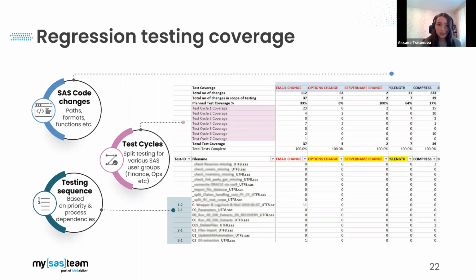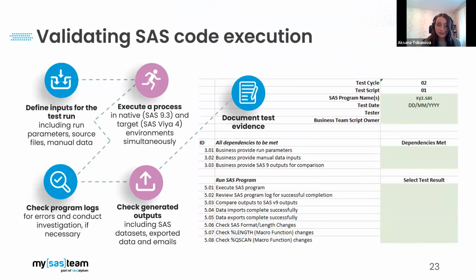So how do we actually conduct the validating SAS code execution? It is complex, like several steps need to be conducted. The first step is to define the inputs for the test run, and it might include some overview of the initial version of the code, because there might be several macro variables or several manual inputs that we need to populate. And probably at this stage, we really need the help from the client to understand these first requirements.